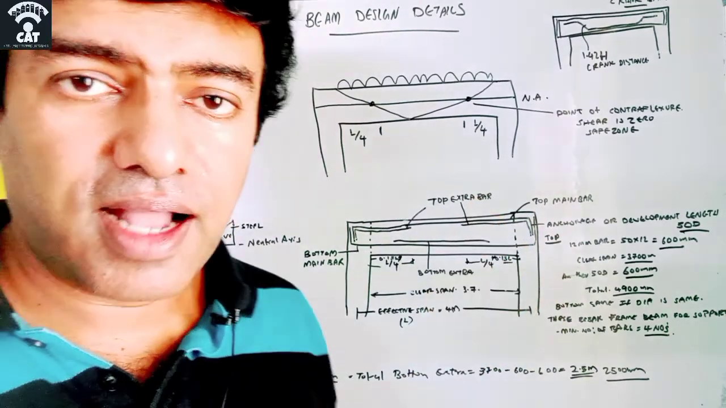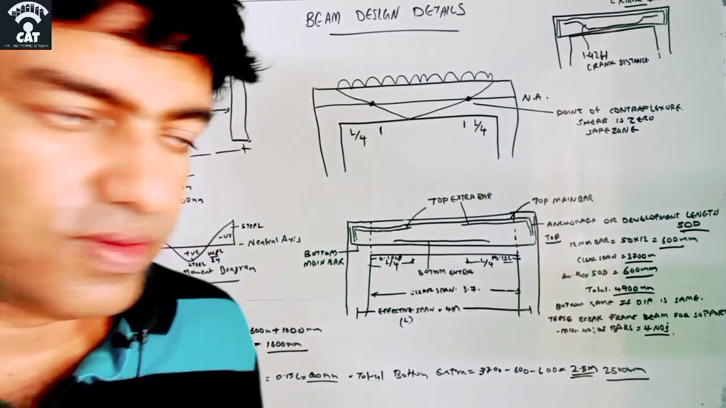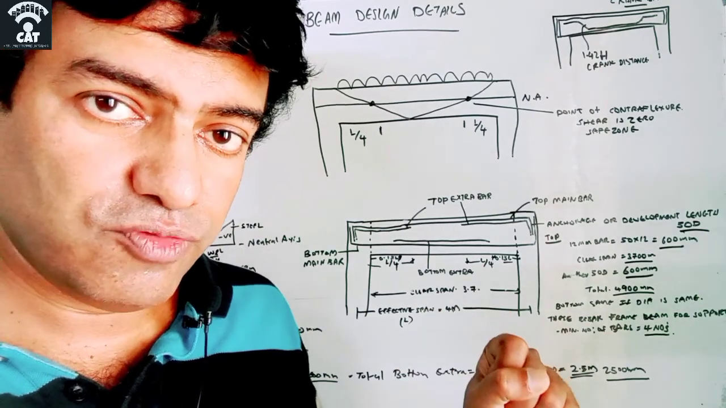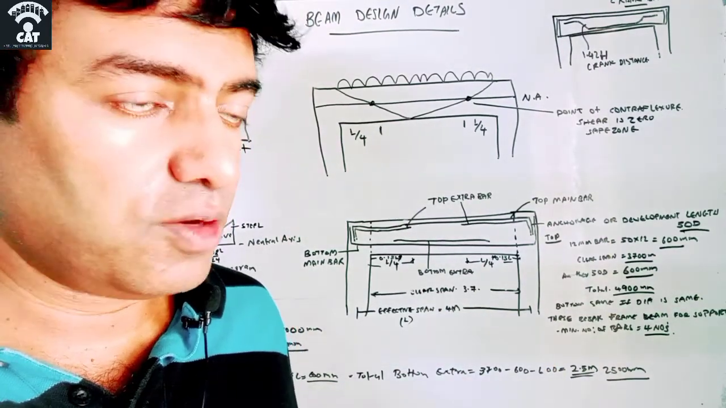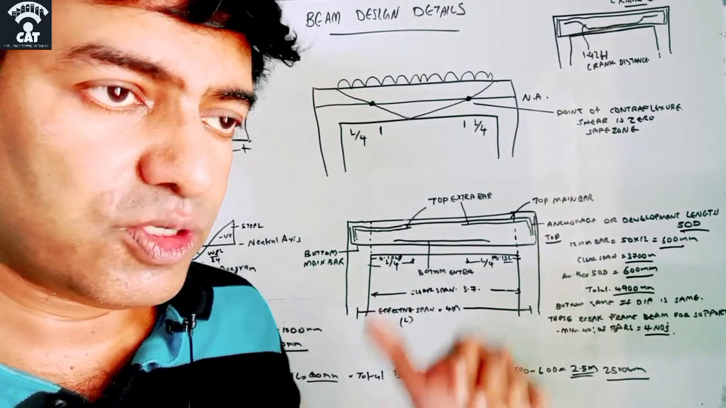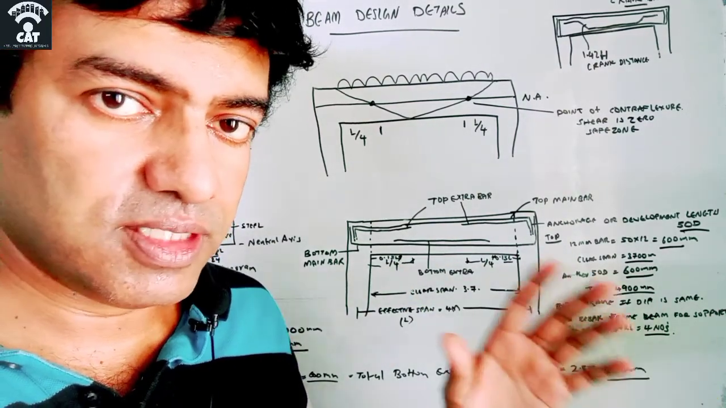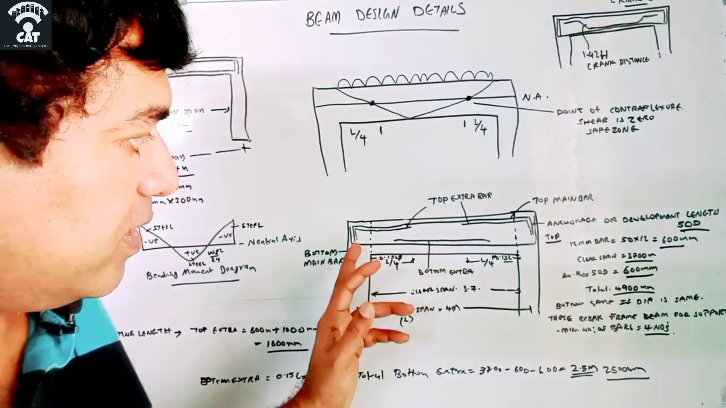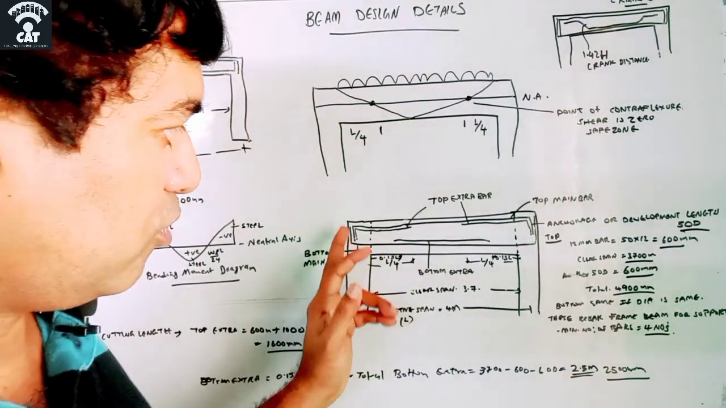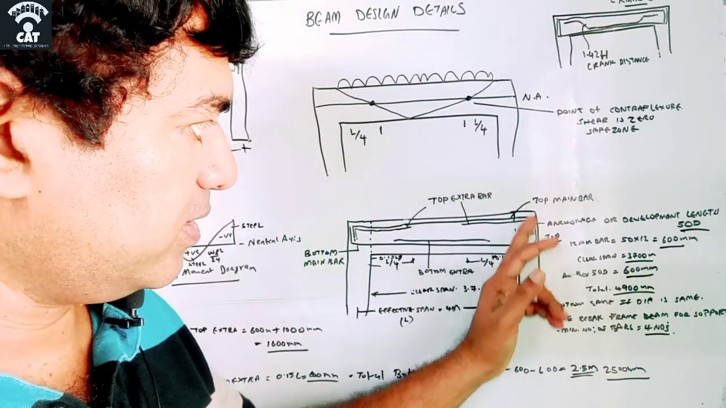And why this anchorage length is given is that we need to have some anchorage for the beam into the column, otherwise the beam will slip. And also to transfer the force from the beam to the column, this anchorage length is a necessity, and the formula is 50d. So now we got the total length of the top main bar from here to here.